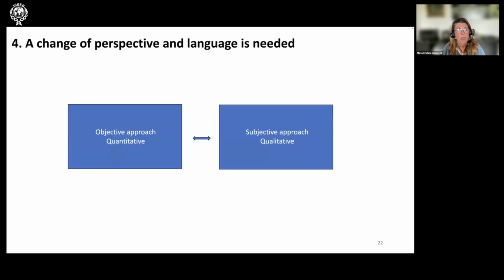So what we can do is to integrate the objective approach, which deals with quantitative data and is typical of science and technology, with a subjective one, which is based on qualitative features of soils in this case, and which is filtered through the personal perception of soil of each one of us, so our emotions, which is typical of human sciences and arts.